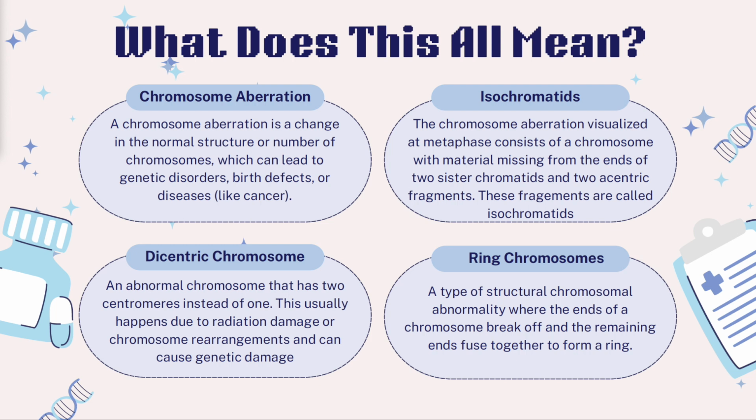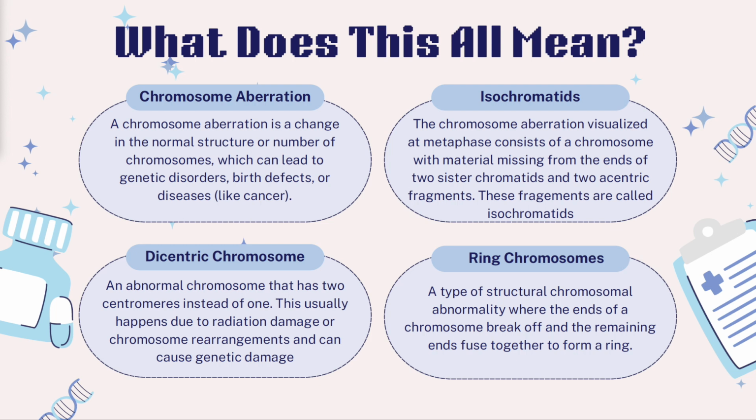What does all this mean? Let's put everything together to make more sense of the effects. To begin, a chromosome aberration is a change in the normal structure or number of chromosomes, and this can lead to many different adverse effects such as a genetic disorder, birth defects, or diseases. The chromosome aberration visualized at metaphase consists of a chromosome with material missing from the ends of two sister chromatids and two acentric fragments, and these fragments are called isochromatids.